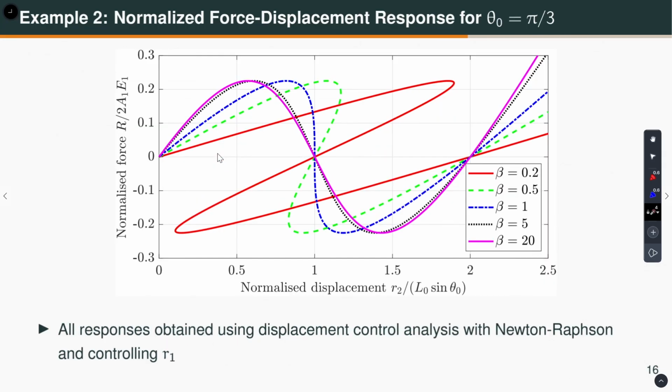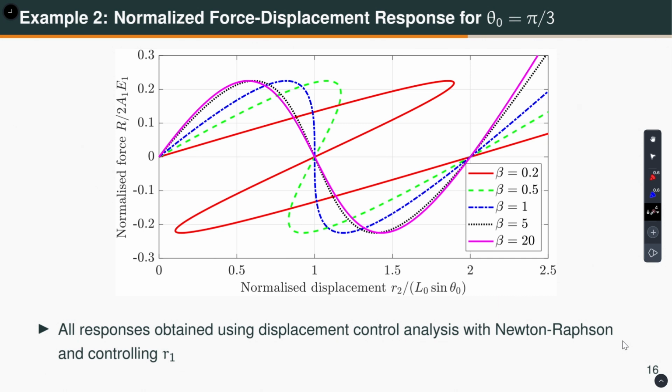Now, if I take different values of beta, you can see all different kinds of response I can get, and I have determined all of this by controlling R1 using the Newton-Raphson iteration technique, with the algorithm that I covered in the previous lecture.